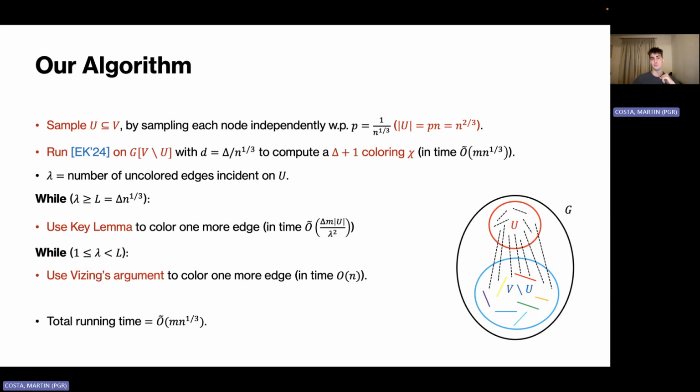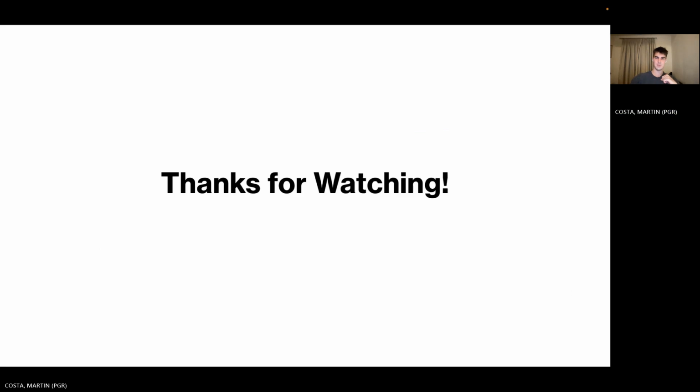And thus the total running time of our algorithm is going to be m n^(1/3). So the exact values of all of these parameters aren't too important. They're just chosen so that we balance everything else, and the total running time of the entire thing ends up being m n^(1/3).